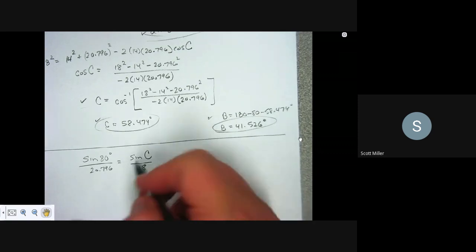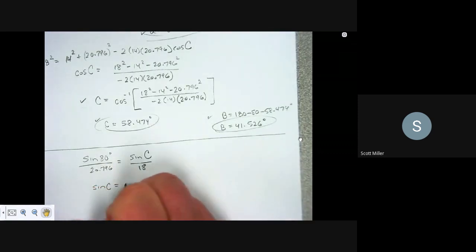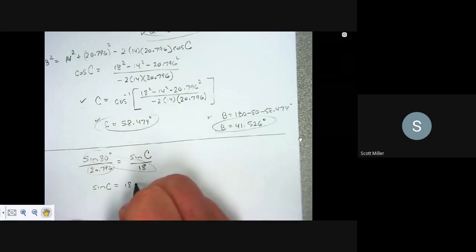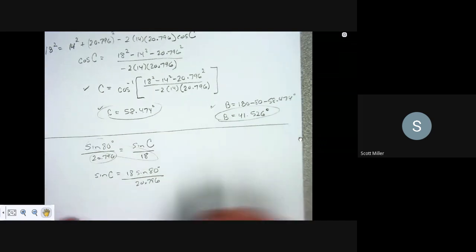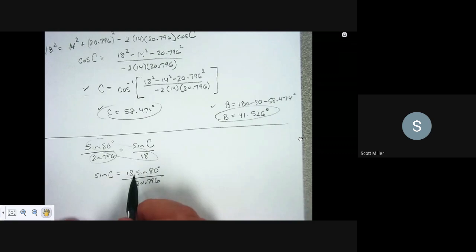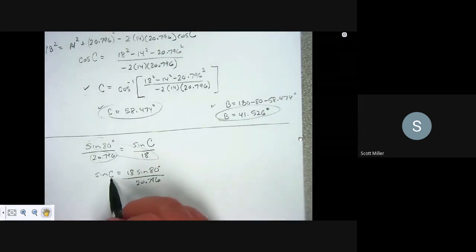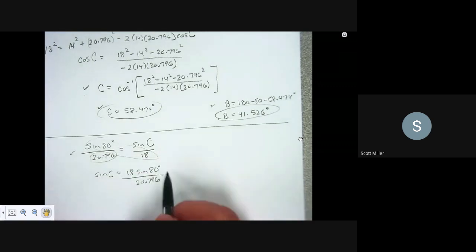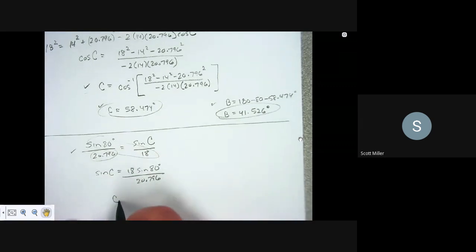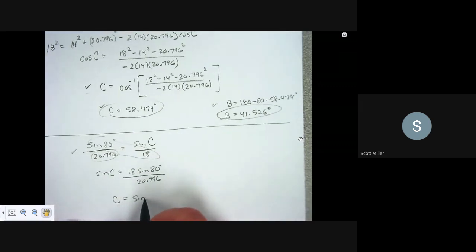And then I can do this process. And so what I end up with here is the sine of angle C is 18, remember, to multiply the diagonal, divided by the third number, times the sine of 80 divided by 20.796. Okay? So in the Law of Sines, this is what it would look like when you're looking for a missing angle. I need that step right there. I don't necessarily need this one, but I do need this one. This is the sine inverse of this fraction.